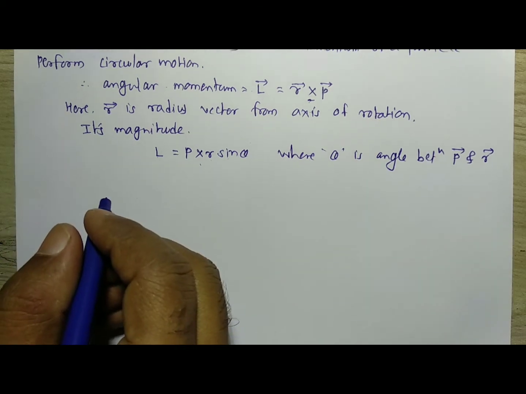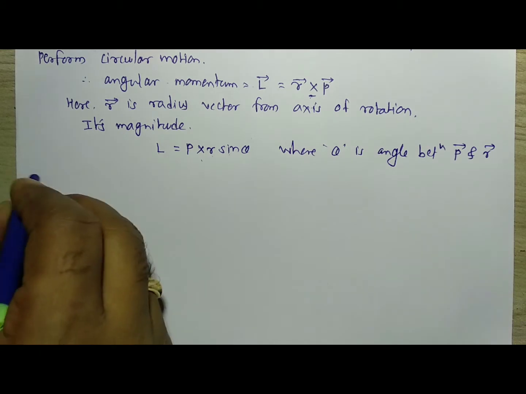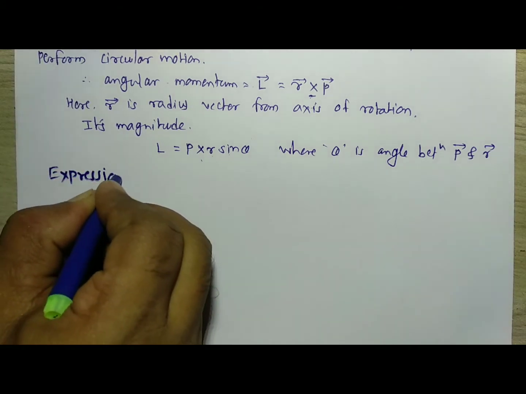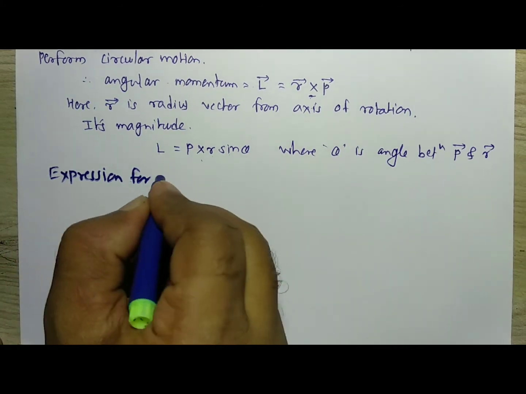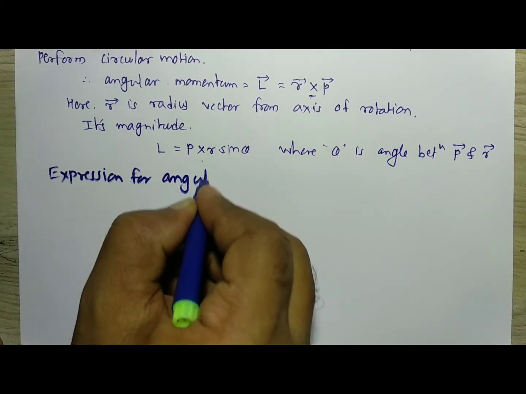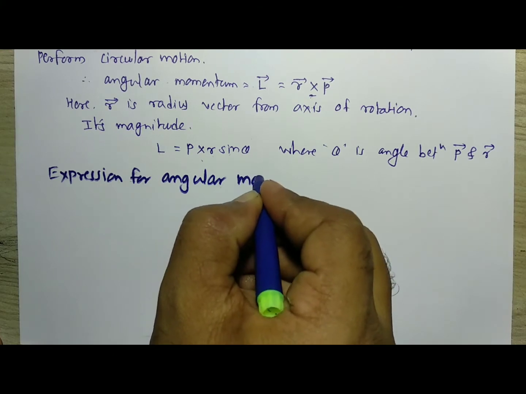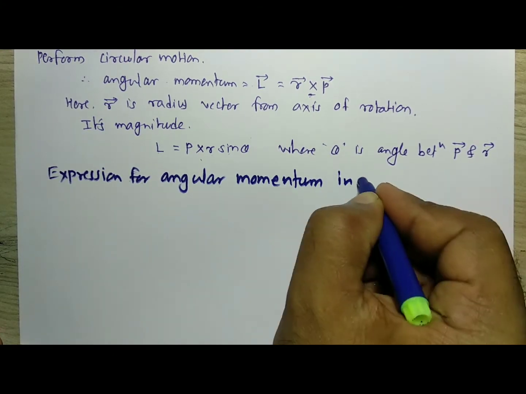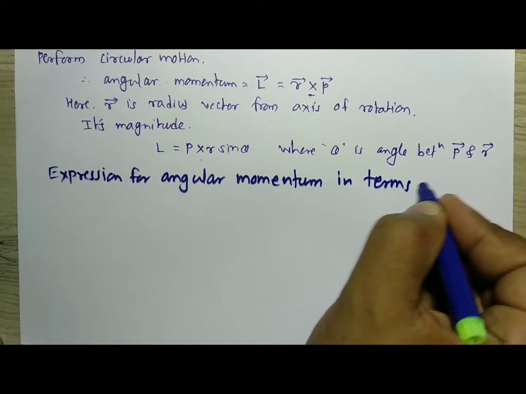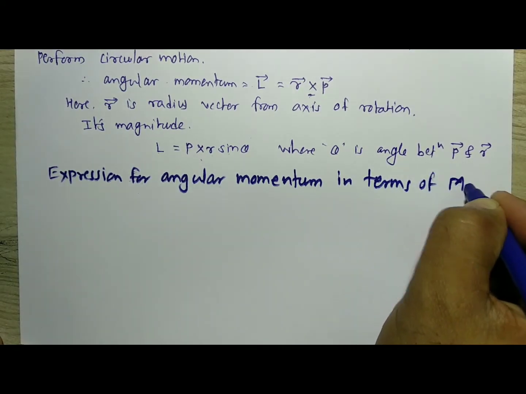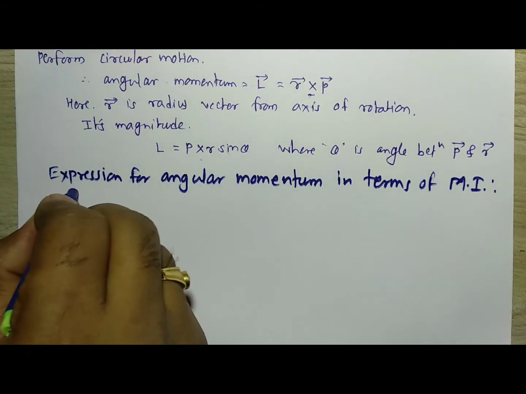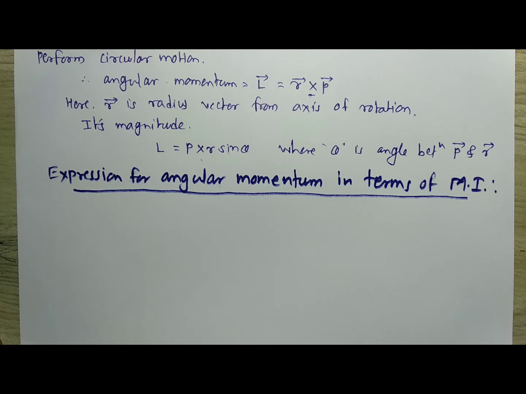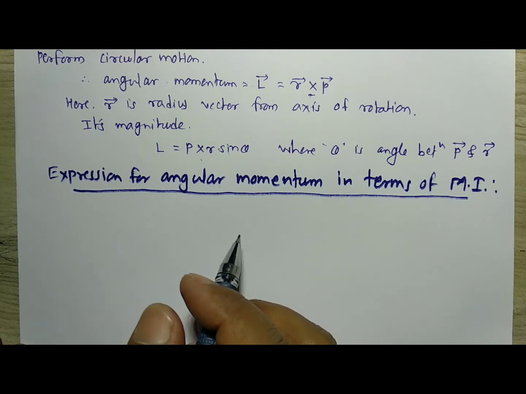Now we go with the next point: the expression for angular momentum in terms of moment of inertia. How is angular momentum calculated in terms of moment of inertia?